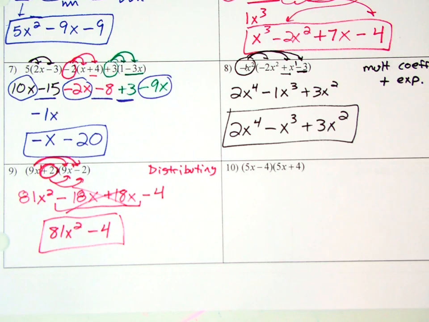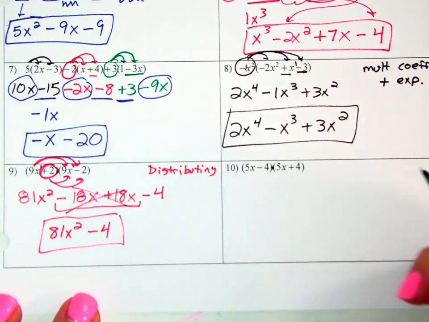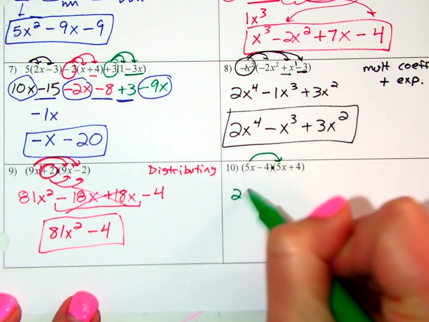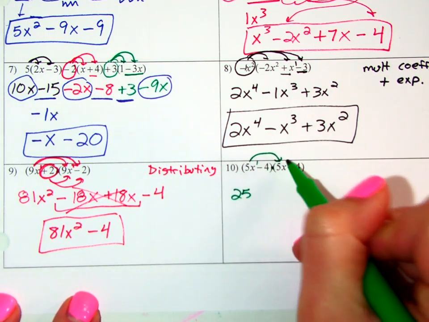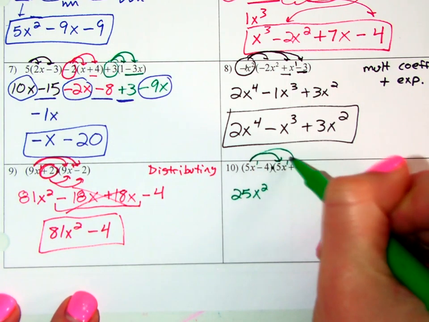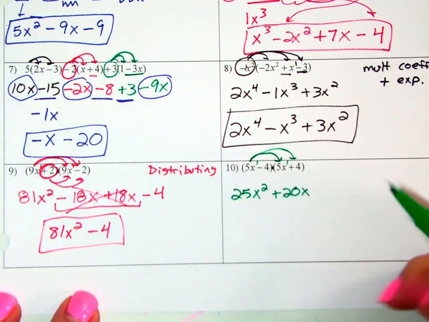And the last one for this page is number 10, which is very similar to the one we just did, because again, there's no symbol between them, which means multiplying, so we have to distribute. So 5 times 5 is 25, and again, remember we're adding exponents, so this would be 25x squared. 5 times positive 4 would be positive 20, and then the x comes along.